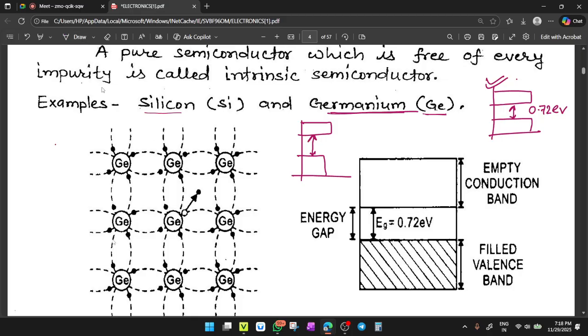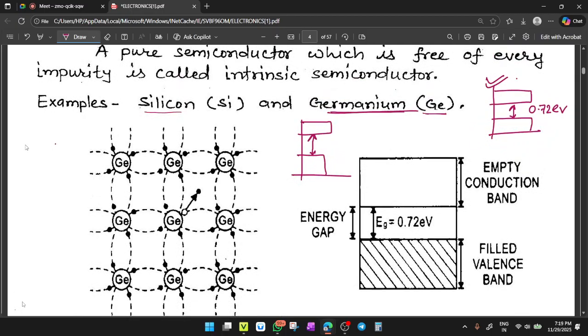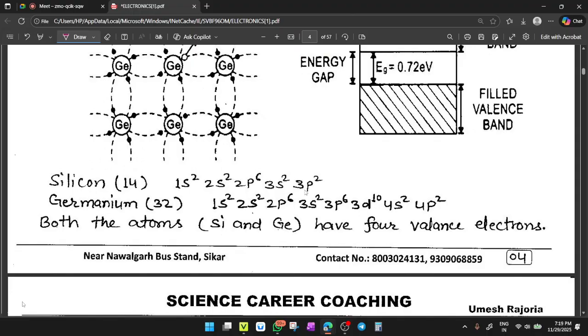So, students, for example, take a germanium crystal. Germanium is an element of the 14th group, and silicon and germanium both have 4 electrons in their outer orbital. The electronic configuration for silicon is 3s2, 3p2. Likewise, germanium also has the same 4 electrons in its outer orbit. Clear?